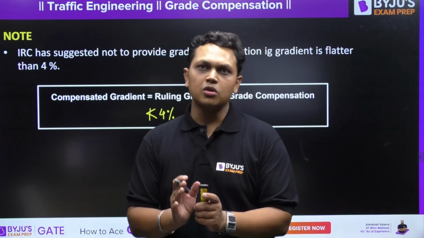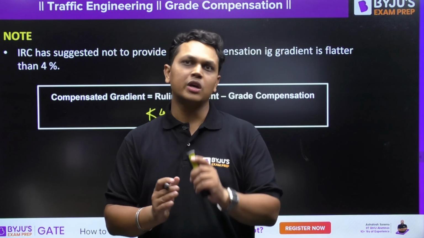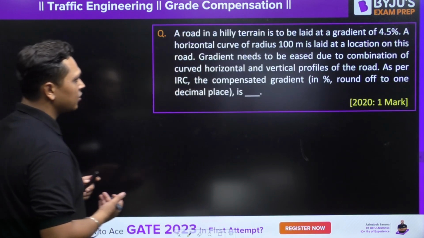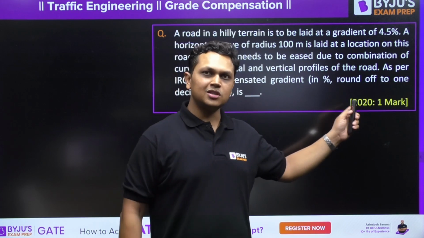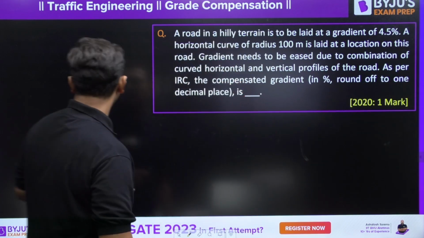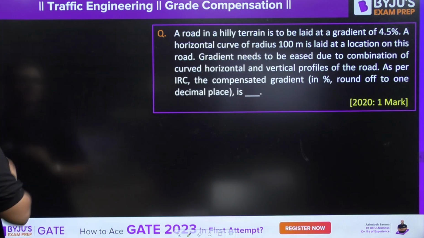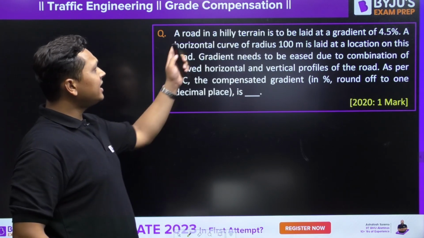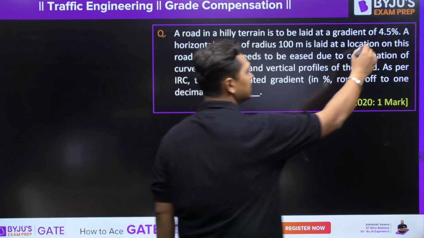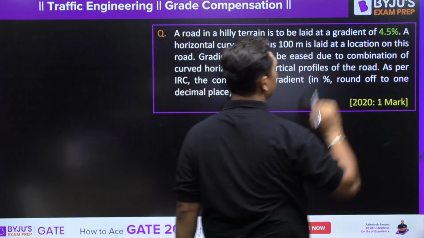Now let us test your knowledge. Let us test this concept through GATE previous year questions. So here is your first previous year question. This question was asked in GATE 2020 for 1 mark. Let us see what the question says. A road in a hilly terrain is to be laid at a gradient of 4.5%. So you are given a gradient of 4.5%.